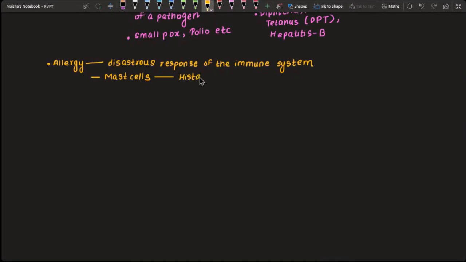Response is produced by the mast cells of the body. So mast cells, again a particular kind of cells of the body, will release substances like histamine and serotonin. Also, histamine is mainly released during asthma. So we consider asthma is a kind of allergic response of the immune system.